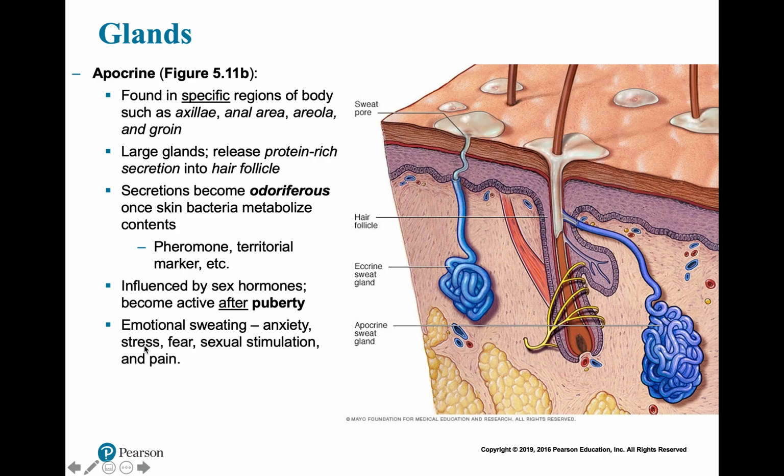When you think of emotional sweating, we all know the difference between I'm sweating because I'm exercising and I'm sweating because I have anxiety, stress, fear, pain, or sexual stimulation, right? There's a different type of evaporative cooling sweating versus emotional sweating. The emotional sweating comes from those apocrine sweat glands that are released into the hair follicle. All right, so those are apocrine sweat glands.